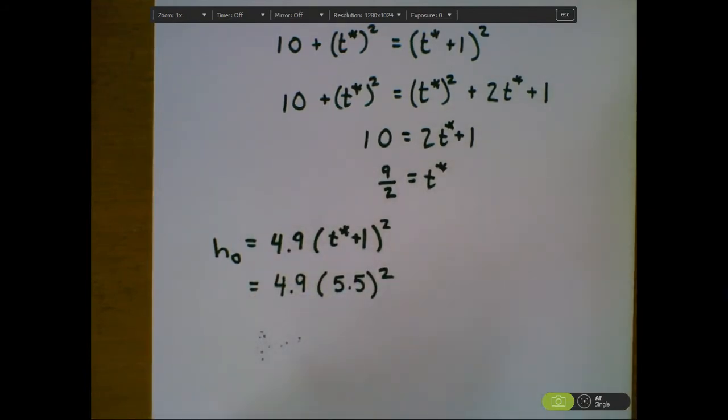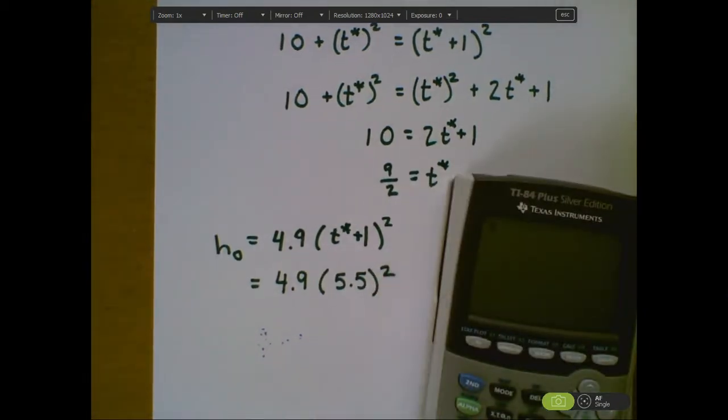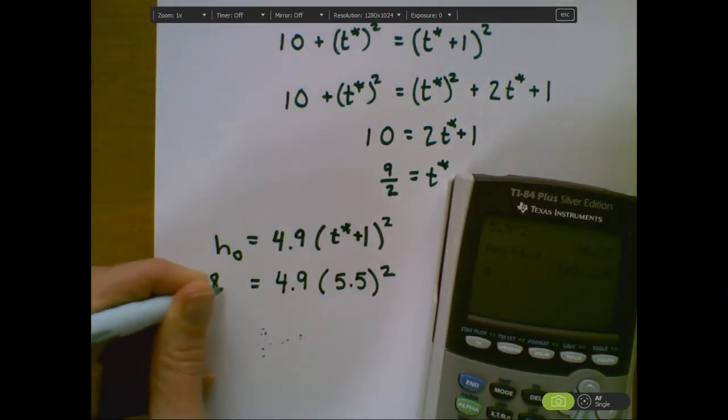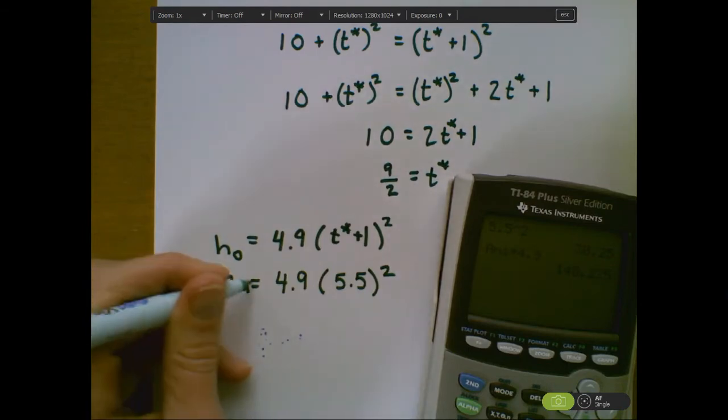I'm going to plug this into my calculator because I don't have these numbers memorized in my head. 5.5 squared is 30.25. Well, this is times 4.9. So this gives me my answer in meters.